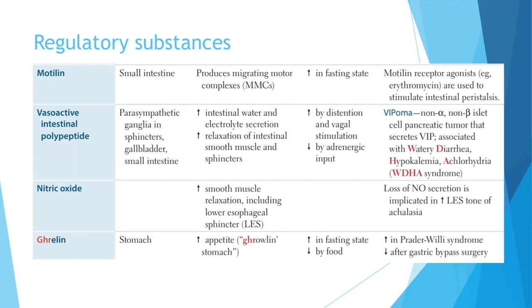Ghrelin is secreted from the stomach, and it increases the appetite. Okay, and it is increased in the fasting state, and it is decreased by food. So ghrelin will cause the growling of the stomach.